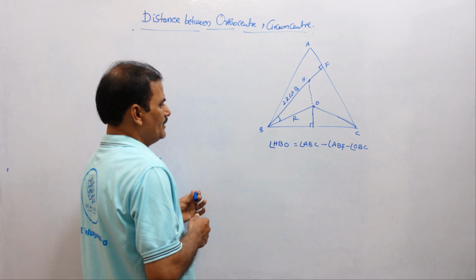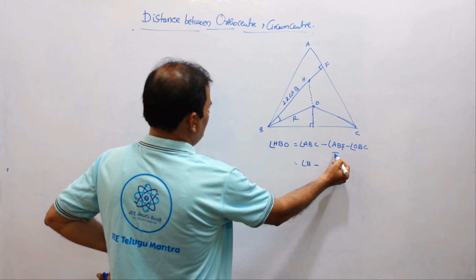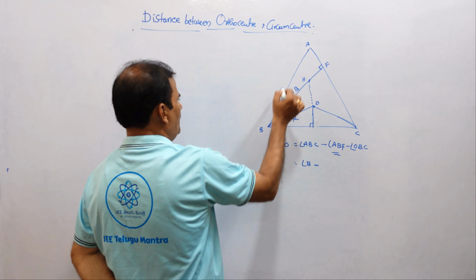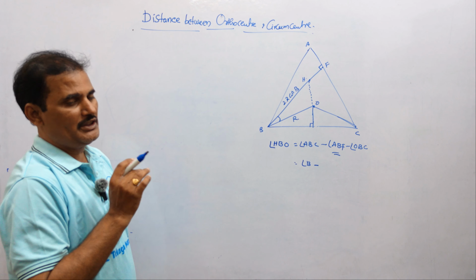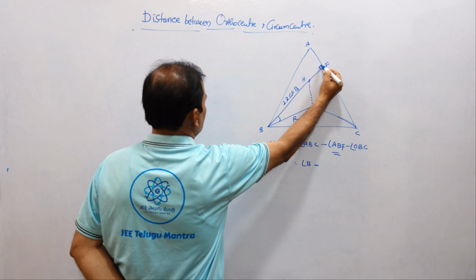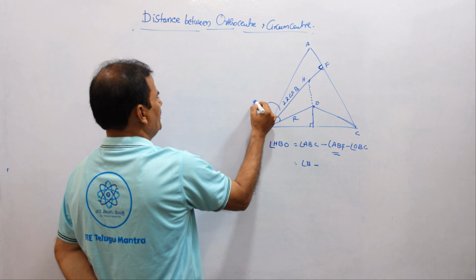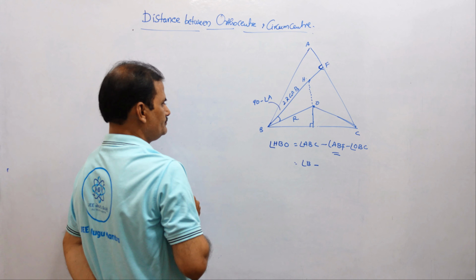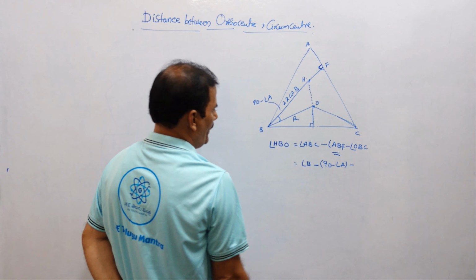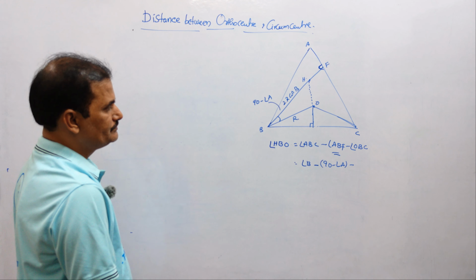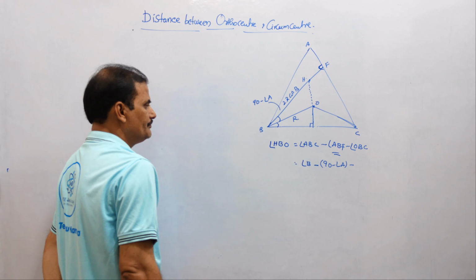Now what is angle B? Here this is angle B only. What is angle ABF? In the previous video also we know that angle ABF, because F is 90 degrees, this angle is equal to 90 minus angle A. This angle is equal to 90 minus angle A. And what is OBC? What is the OBC angle?